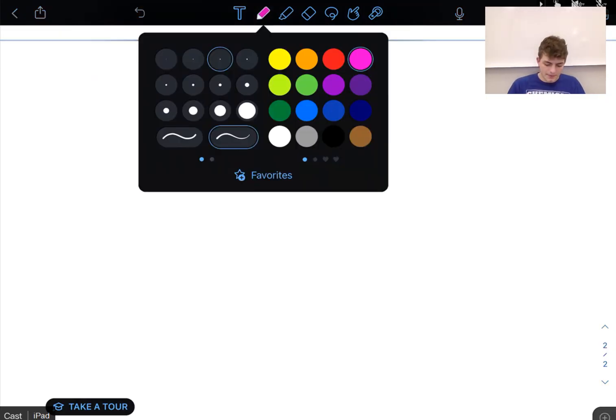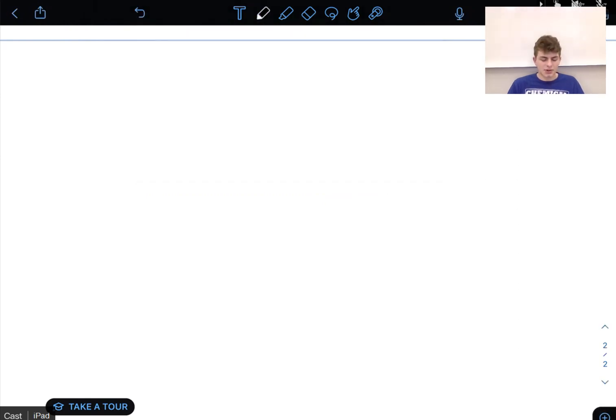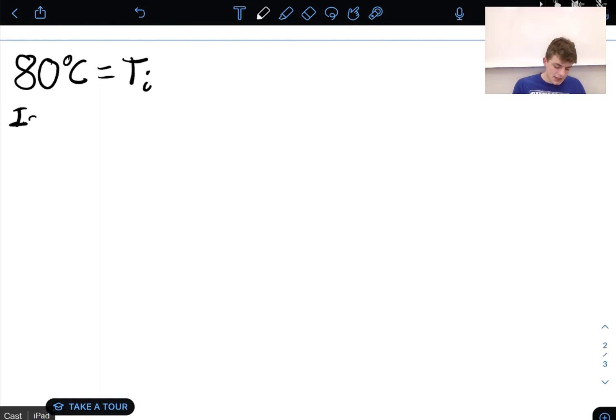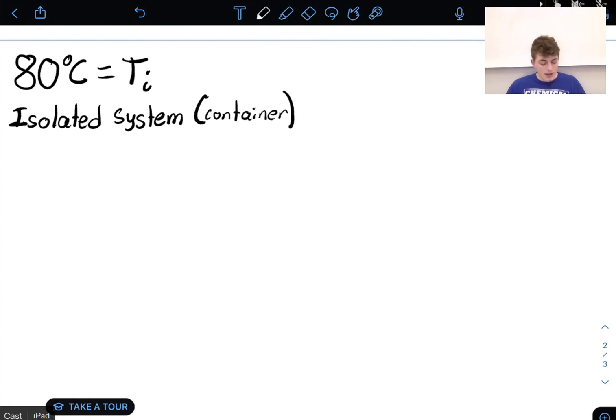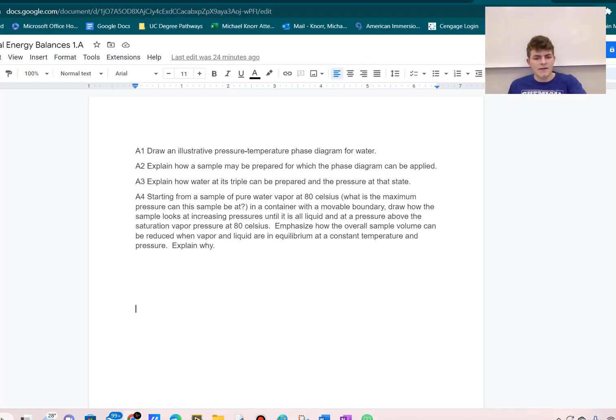So, as in any physics problem, it's pertinent to write down the initial conditions. And I think that the initial conditions are pretty straightforward here. The initial temperature is 80 degrees Celsius. We also have an isolated system, which is our container here. And then on top of that, we have this movable boundary here, right?